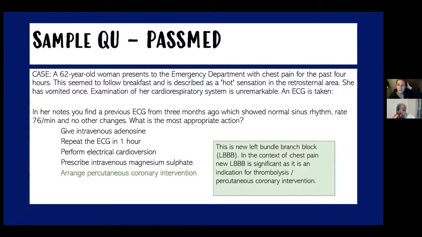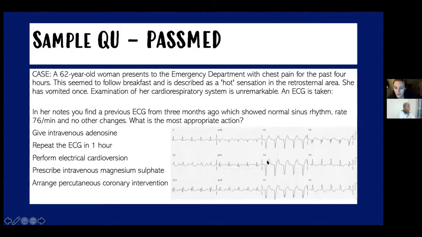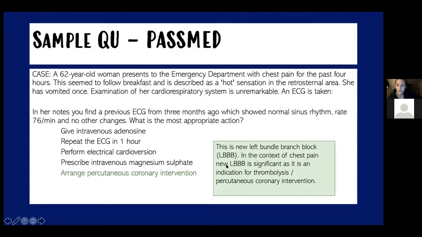So I don't know if that ECG was a bit small to see, but that lady had a left bundle branch block going on. So you can see V1, V2, this widen. So a new left bundle branch block, when you've compared it to an old ECG with chest pain, would be, she's having an MI, she's having a STEMI, so she's going to go for PCI. Does that make sense? Feel free to say if not. Yes, thank you.